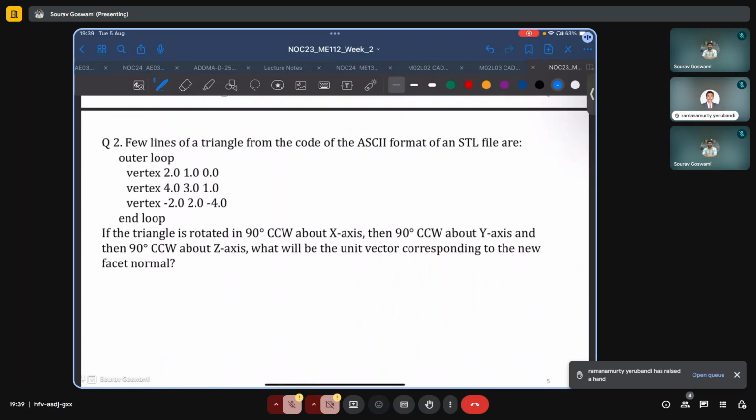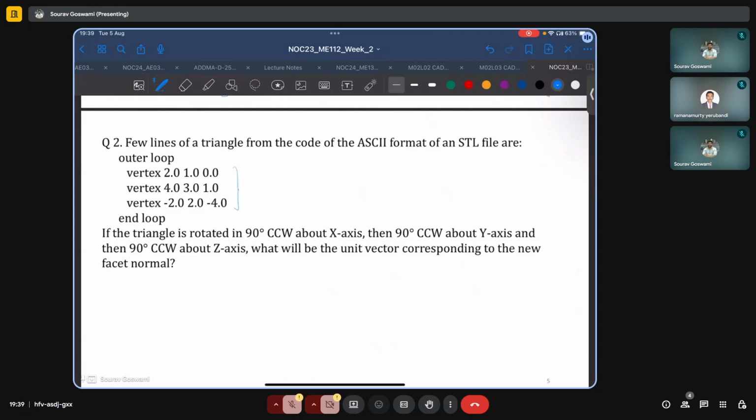The second question is asking us again, the vertices of a triangular facet are given. It undergoes certain rotations: 90-degree counterclockwise about x, 90-degree counterclockwise about y, and 90-degree counterclockwise about z. Then what will be the unit vector corresponding to the new facet normal? And this is really simple. We did something similar already.